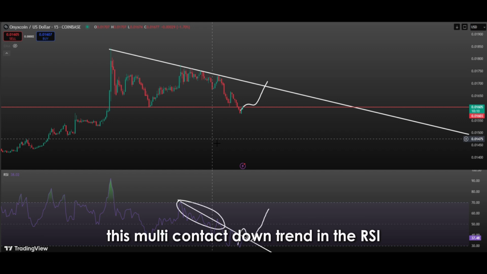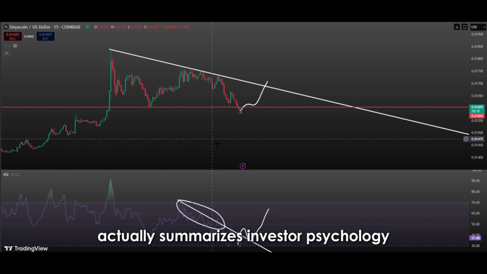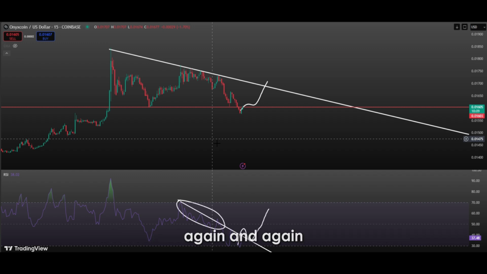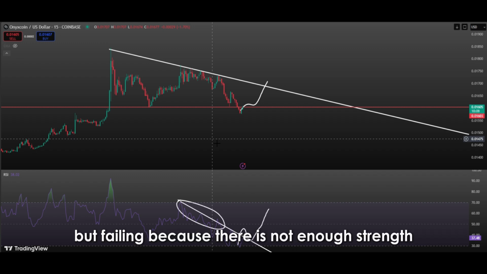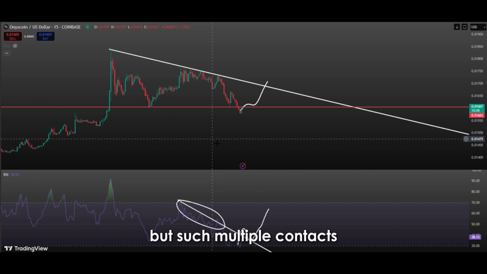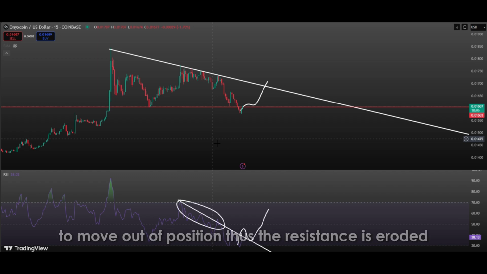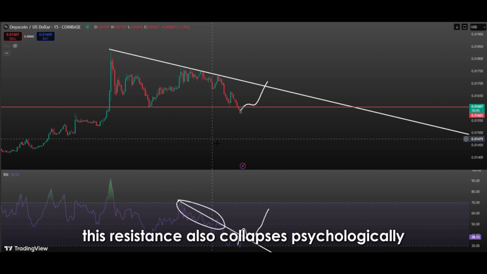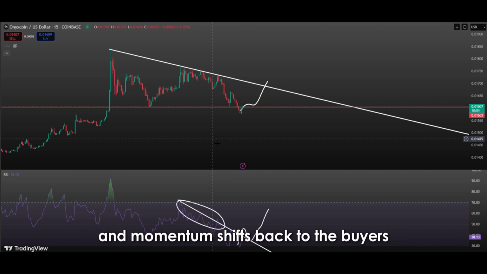This multi-contact downtrend in the RSI actually summarizes investor psychology. Each contact indicates that buyers are trying again and again, but failing because there is not enough strength. But such multiple contacts also cause that resistance to weaken and become breakable over time. This is because each contact causes some of the sellers in the resistance line to move out of position. Thus, the resistance is eroded. As soon as the RSI breaks this trend, this resistance also collapses psychologically and momentum shifts back to the buyers.